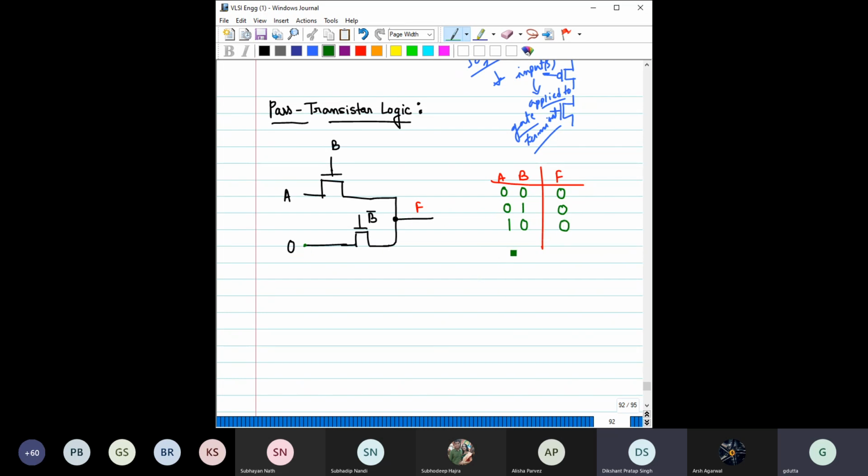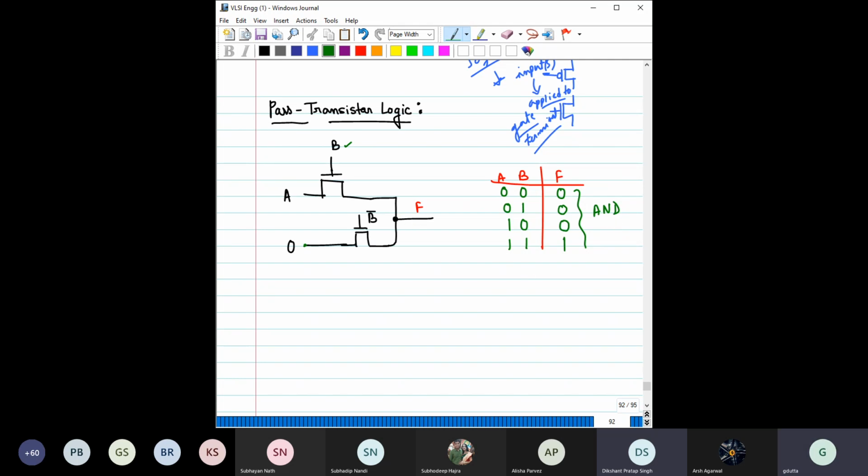Now we apply 1, 1. We apply 1 here and 1 here, which makes this transistor on and this transistor off. Now this is connected with A, and the value of A is 1 now, right? That makes the output 1. So obviously you can see from this truth table that we are getting an AND operation.